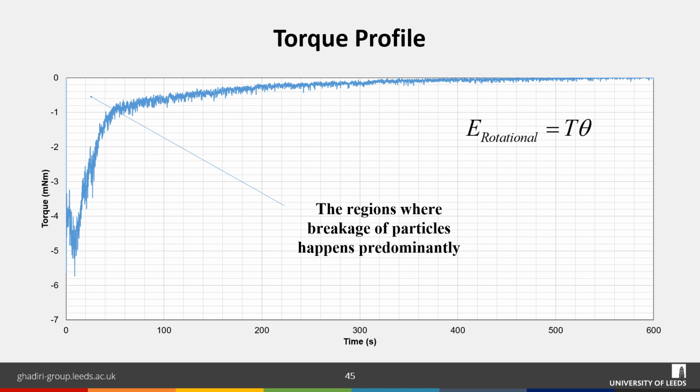As the powder bed starts to flow, the shear deformation induced on the powder bed causes the particles to break. As the particles get smaller in size, their resistance to flow becomes less, and hence a gradual decrease in the magnitude of the torque is observed here.